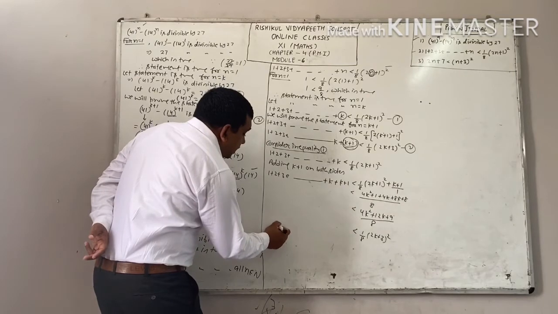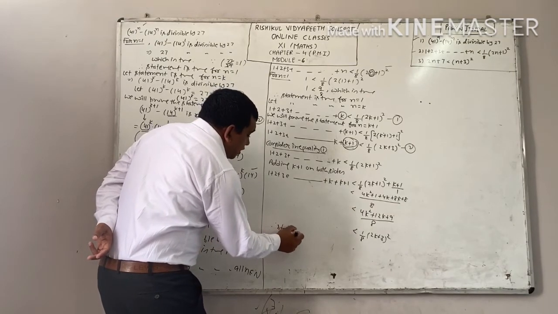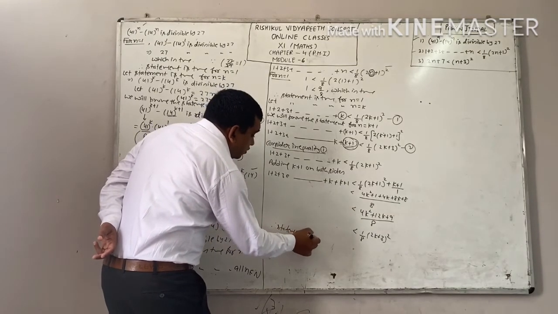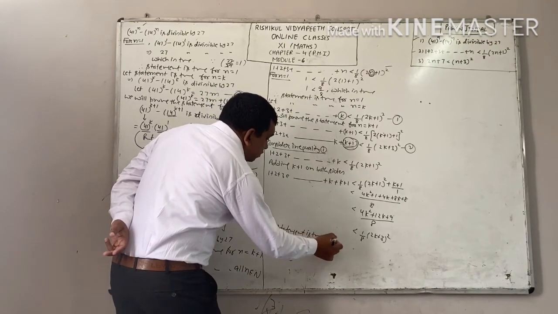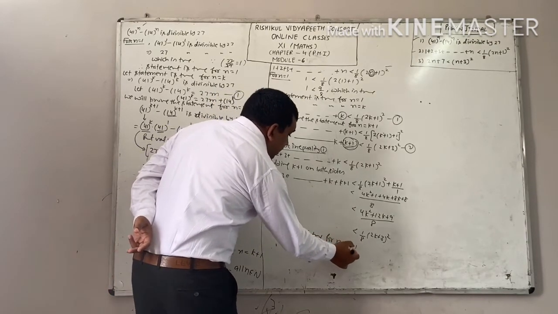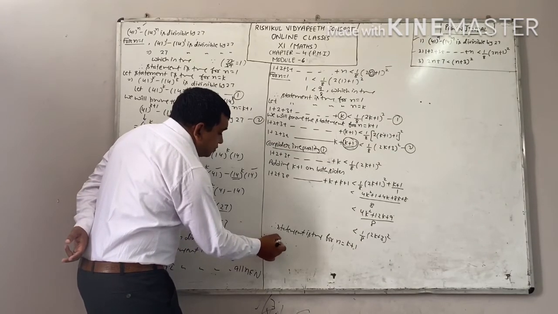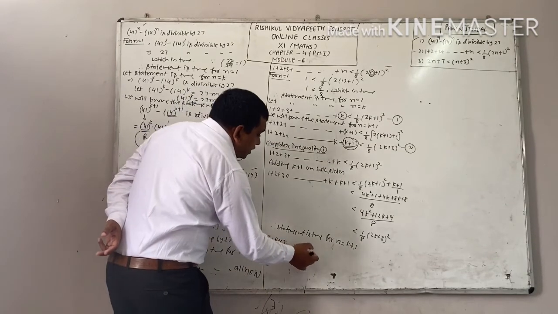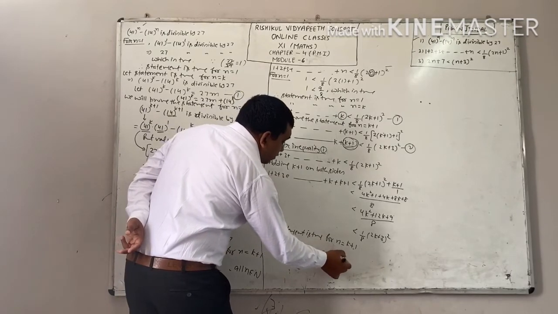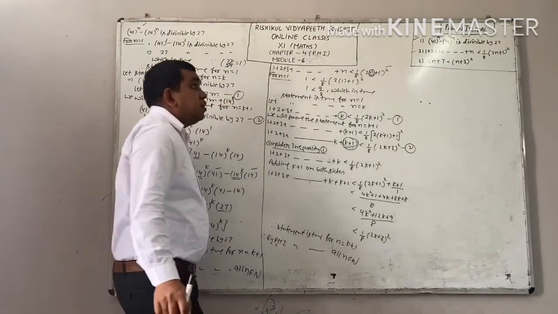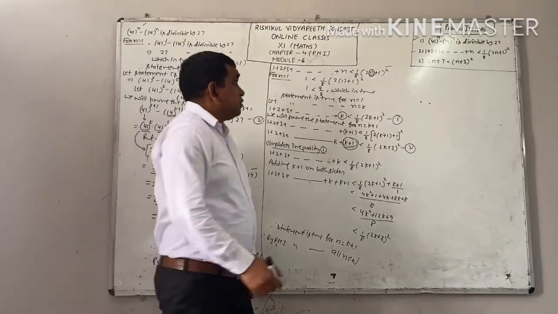Therefore you can say the statement is true for n equal to k plus 1, and last line: therefore by PMI the statement is true for all n belongs to natural number. This is your question. Now on to the last one.